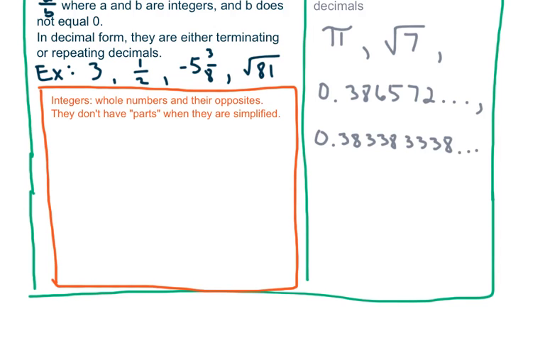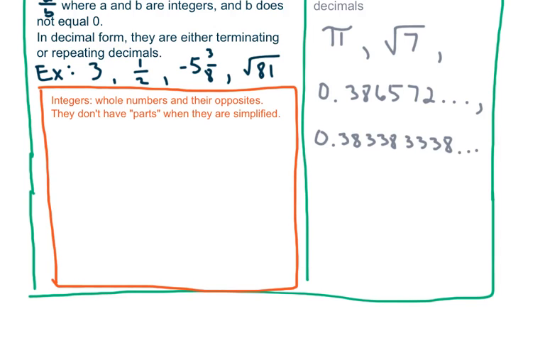The definition of integers is whole numbers and their opposites. So in my own words, I say that they don't have any parts when they are simplified. Parts meaning fractions or decimals. So if you take a look at the examples of rational numbers, we had 3, 1/2, -5 3/8, and the square root of 81 as just some examples.